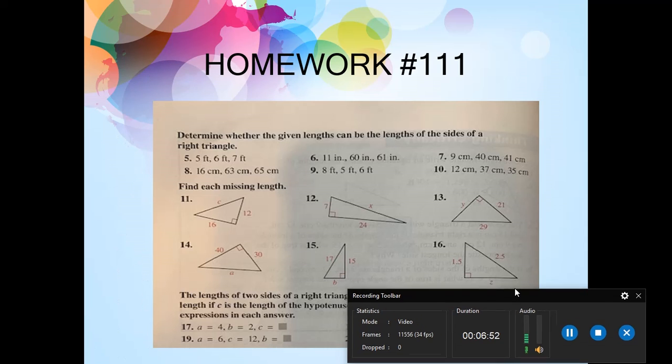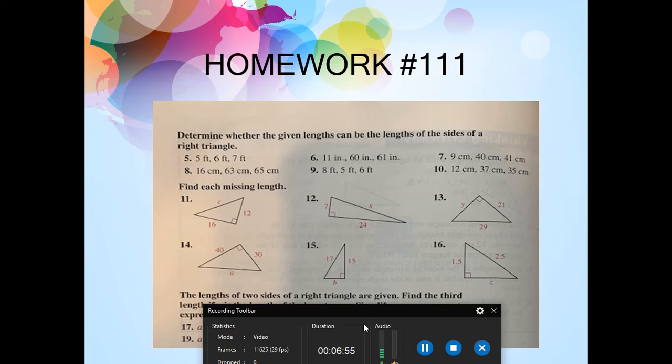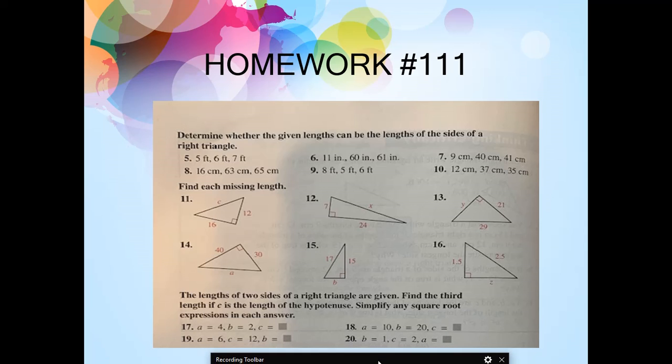This is the homework, number 111 in your packet. You're going to do all the problems, 5 through 20. Make sure you read the directions. You'll do this on the white space or on the back of this page. If you prefer to do it on separate paper, that's fine as well. Make sure you scan in the work with the assignment when you send it over as a PDF.